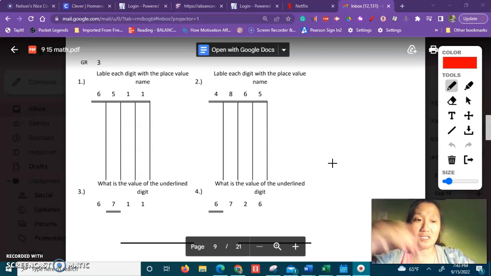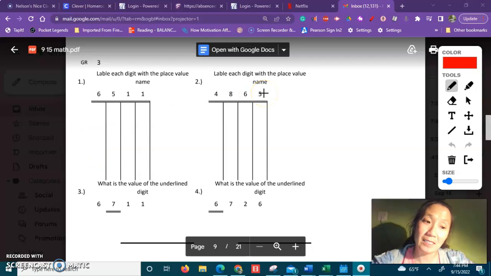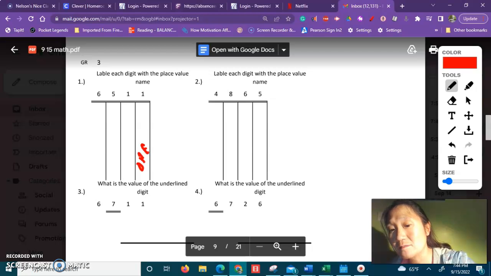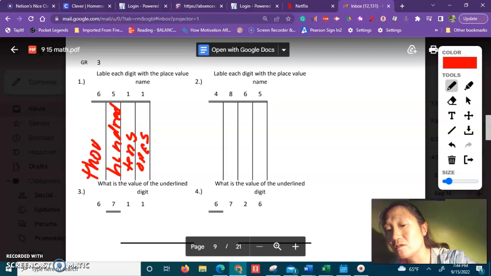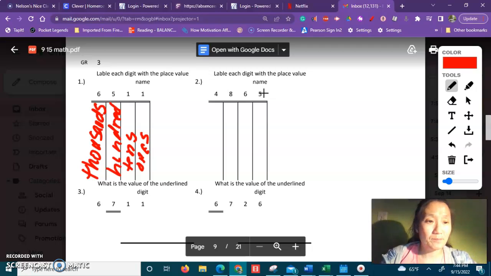So, let's get started. When we look at label each digit with the place value name, again, what is the name of each place value that each digit is sitting in? So you know that this is the ones place, the tens place, the hundreds place, and this is the thousands place. Okay, make sure you write that.